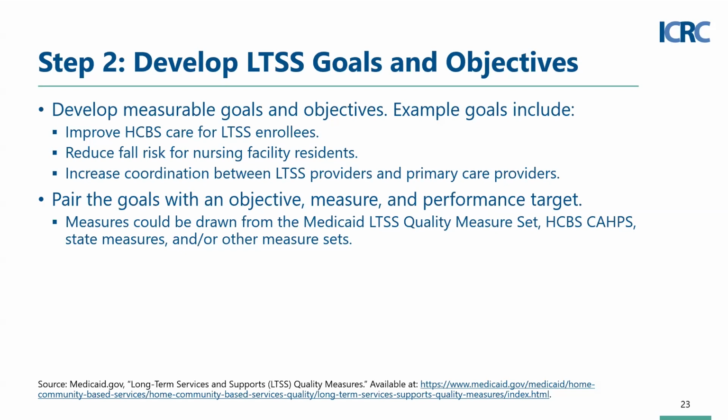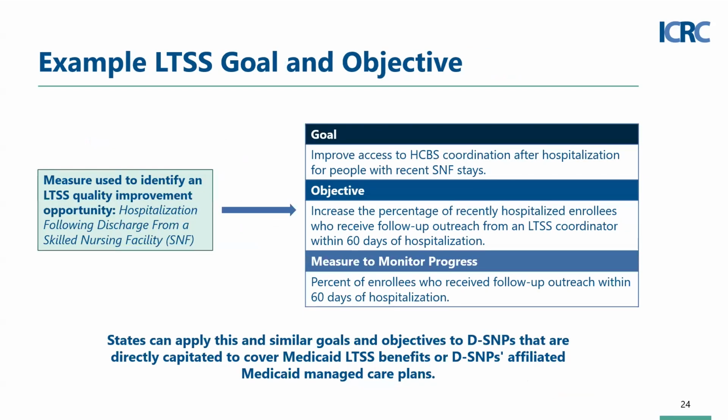To make these LTSS goals actionable, states can pair each of them with one or more objectives, a measure, and a performance target. The measures could include the LTSS measures I mentioned in previous slides, or other measures identified in Appendix A. In the next few slides, I will walk through specific examples of goals and objectives with measures and performance targets. Slide 24, please.